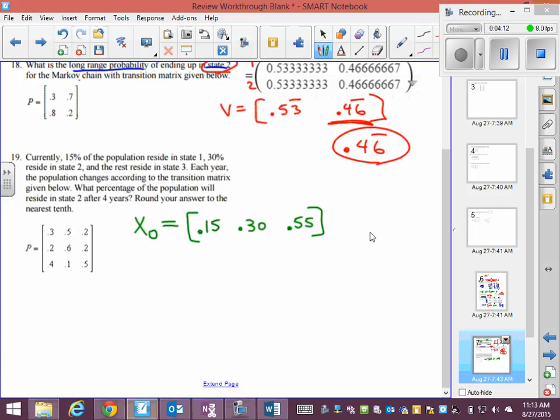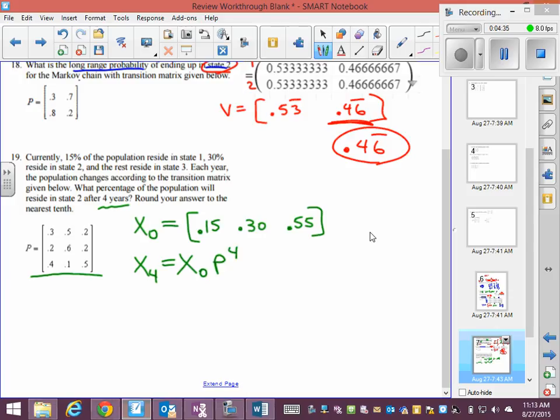Each year the population changes according to the transition matrix. Here, what percentage of the population will reside in state 2 after 4 years? Okay? Well, we want to know after 4 years. So I want to know the distribution after 4 years. We have a formula for that, and we're going to multiply x0 times the transition matrix to the 4th power.